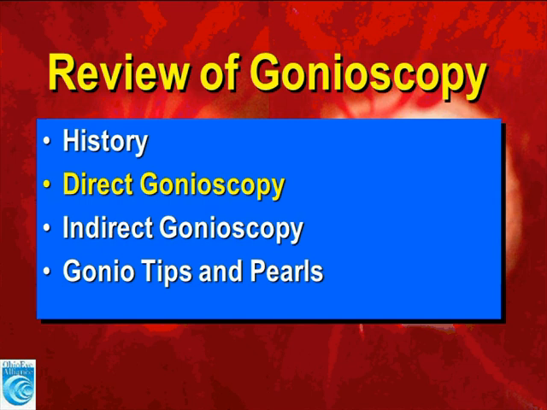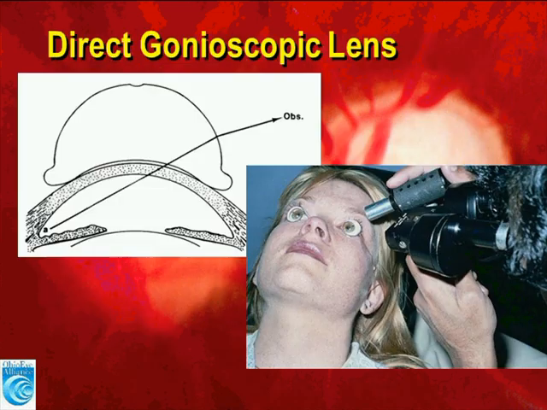Direct gonioscopy was the first technique using a lens to change that angle. This is a Koeppe lens, and with a Koeppe lens you can see a direct, large, wide-angle view of the angle. It's achieved by using an external illuminating source and an external microscope in order to look at the angles. Angles can be viewed simultaneously from one eye to the other, and this technique is still used by many pediatric ophthalmologists to examine the angles of babies.